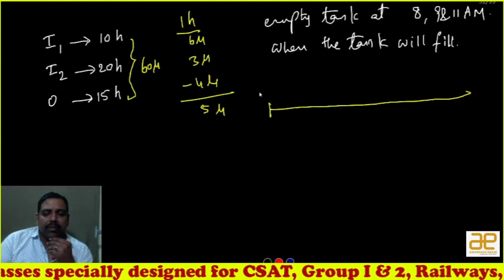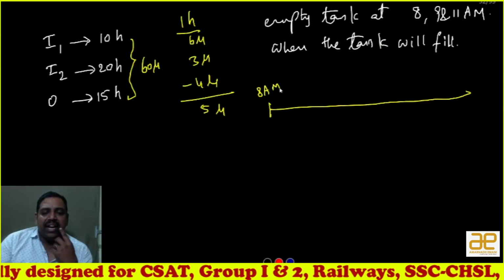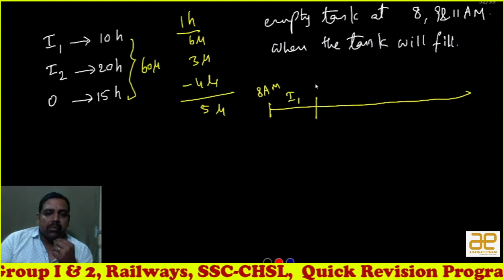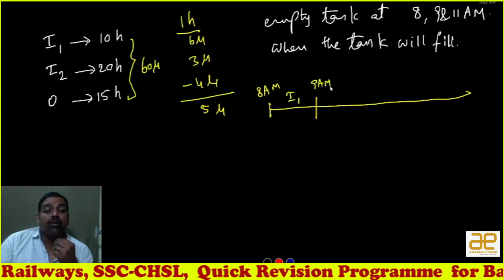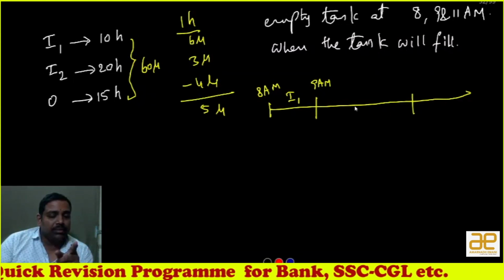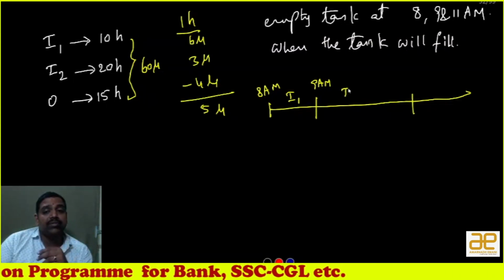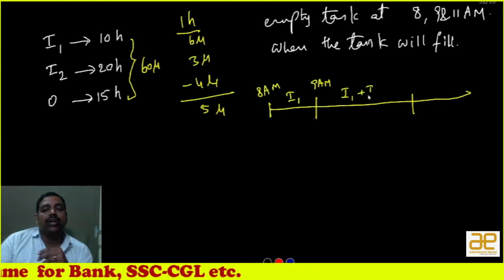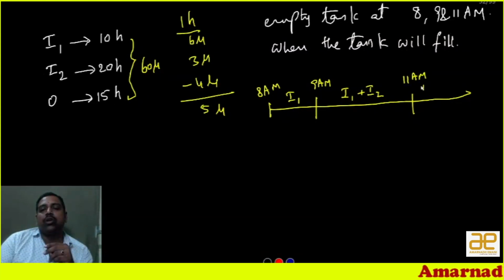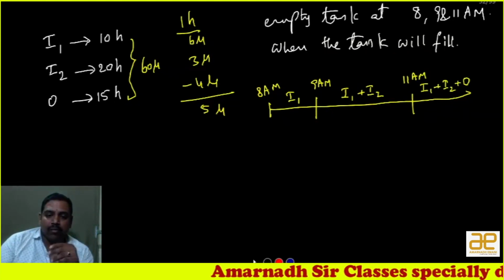So this is 8 a.m. At 8 a.m. inlet 1 was opened, right? Inlet 1 is working. At 9 a.m. inlet 2 is opened. Now the point you should notice is inlet 2 is opened, but inlet 1 is not closed because he has not specified. That means inlet 1 and 2 are working. At 11 a.m., what happens? The leak is also open, outlet. But he has not specified inlet 1 and 2 are closed or not. Then inlet 1, inlet 2 and outlet, all the 3 are working.